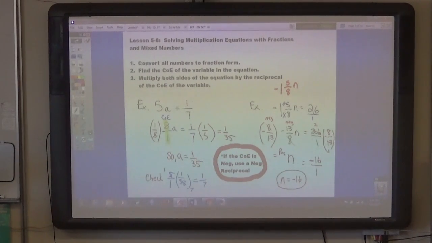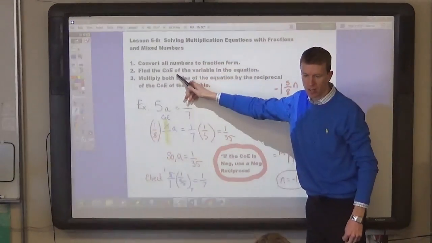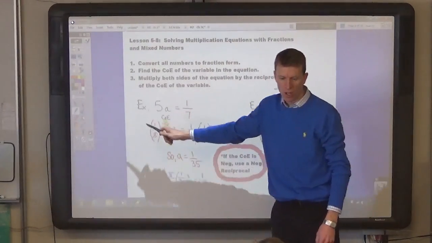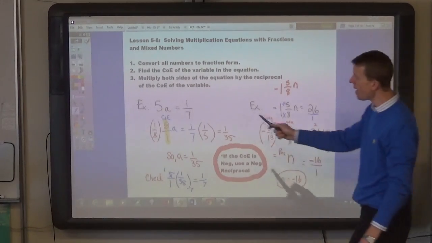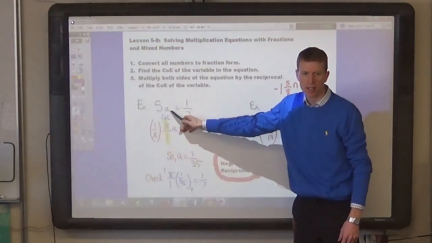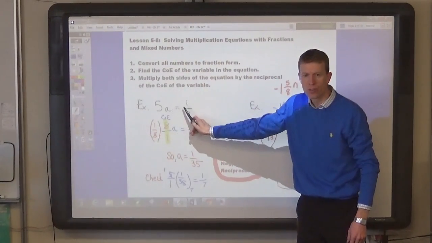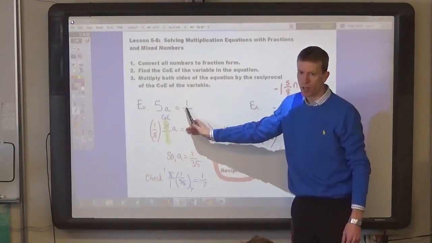Lesson 5-8. Okay? We're going to review fractions and solving equations with fractions. Specifically, multiplication and division equations, okay? So, equations that have a fraction in it. And so we're not going to be able to add or subtract in order to solve these. This is 5 times a equals 1/7. Okay? 5 times a equals 1/7.